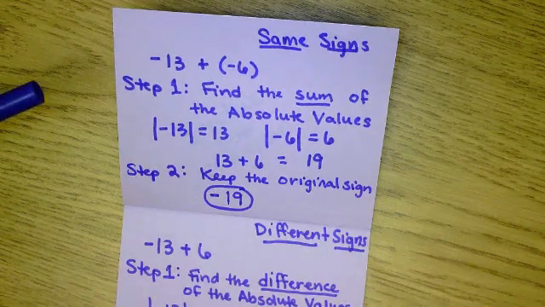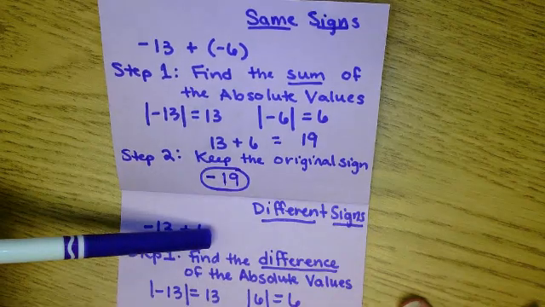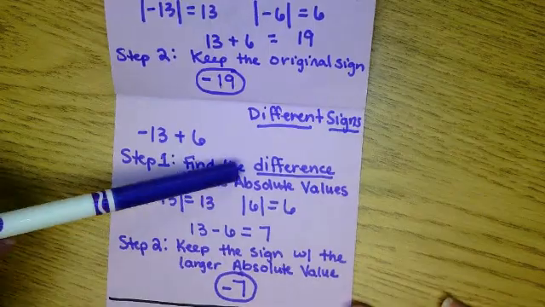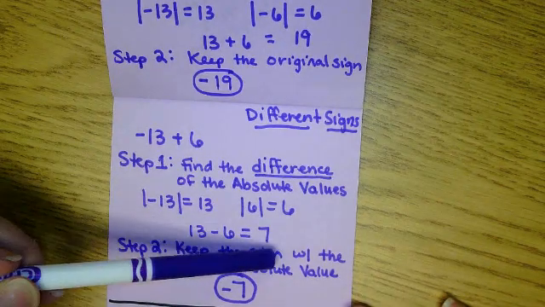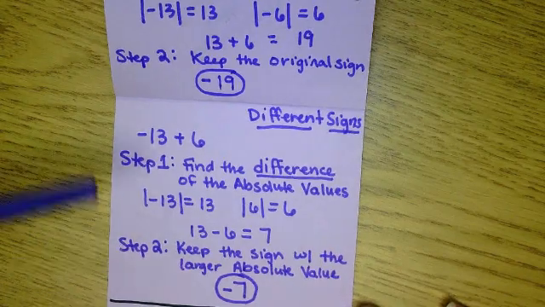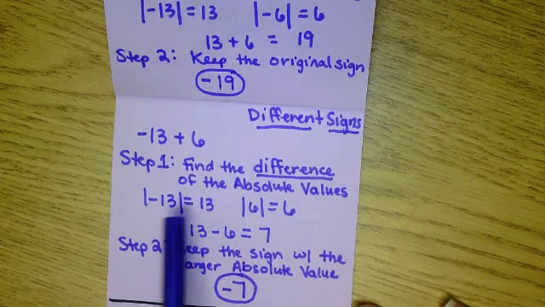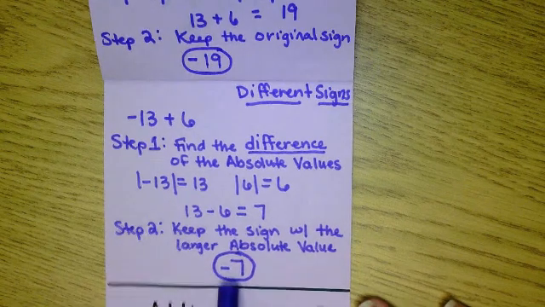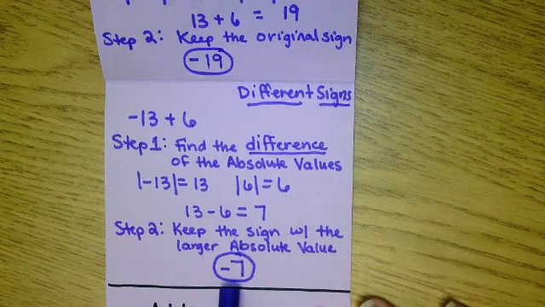All right, different signs. That means that you have one negative, one positive, and it could be flip-flopped as well. You could have a positive and a negative. So again, you are going to use the absolute values, only this time you're going to find the difference of the absolute values. So you're going to take 13 and 6 and you're going to subtract them and you're going to get the answer of 7 and keep the sign with the larger absolute value. So when you go back up here, which one's bigger? That would be 13. And going back to the original, it is a negative, which is why there's a negative 7 for that choice. Okay, so negative 13 plus 6 is equal to negative 7.